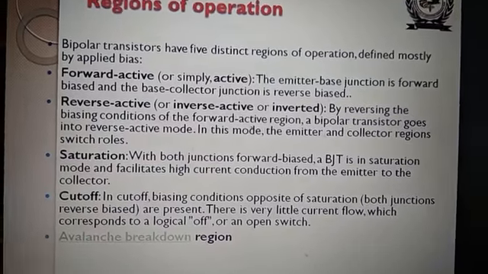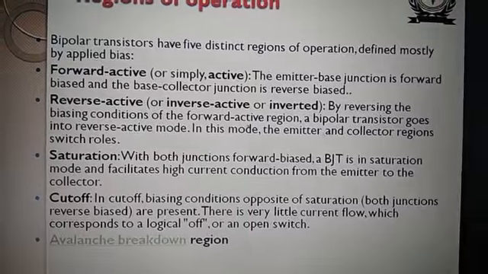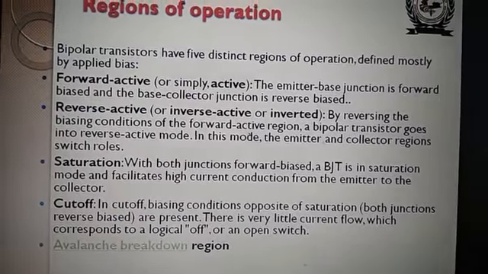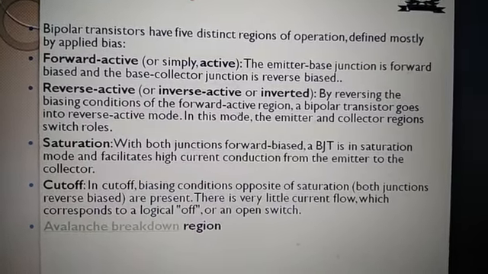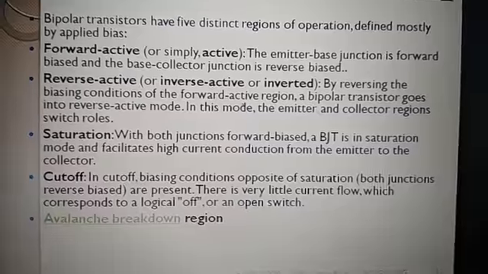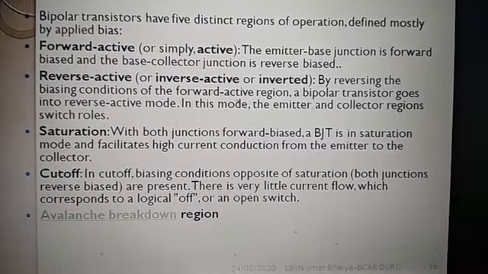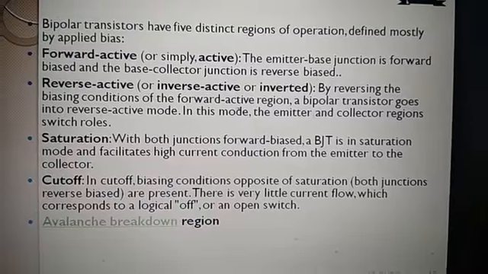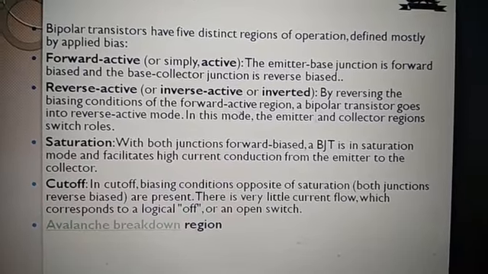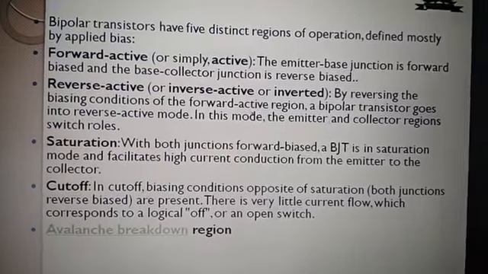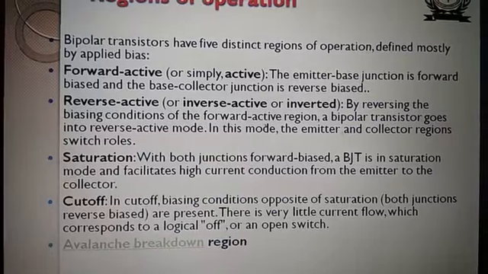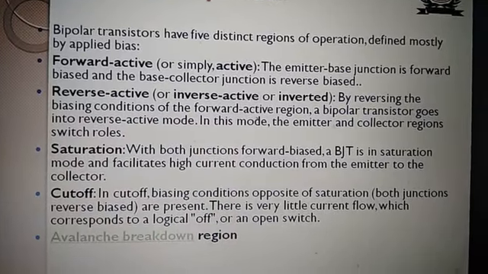And the saturation region is where both the junctions are forward biased. In the saturation region, the base to emitter junction is forward biased as well as the base to collector junction. This is called saturation mode, and it facilitates high current conduction from the emitter to the collector, right?